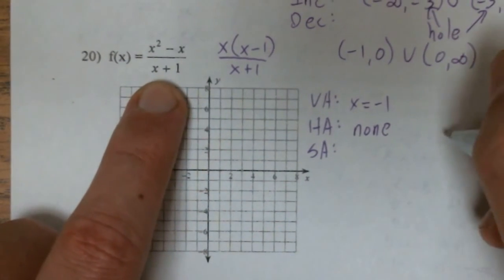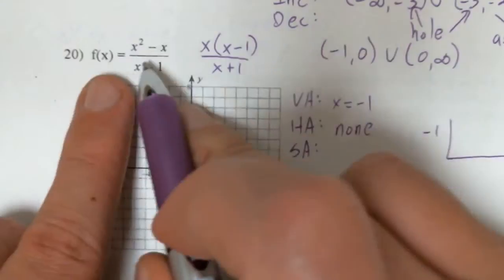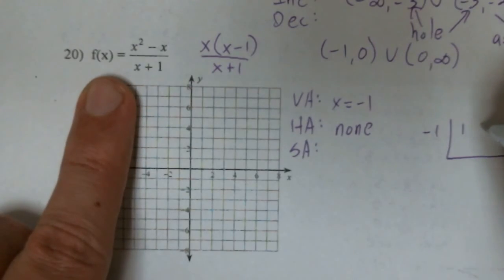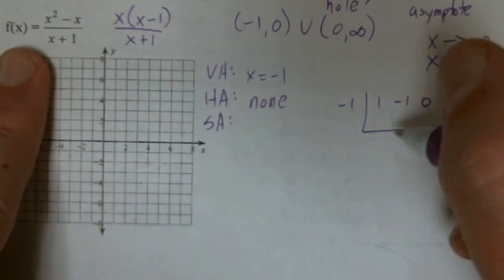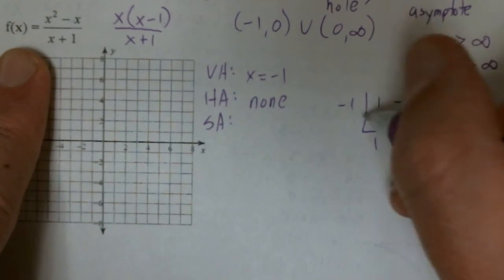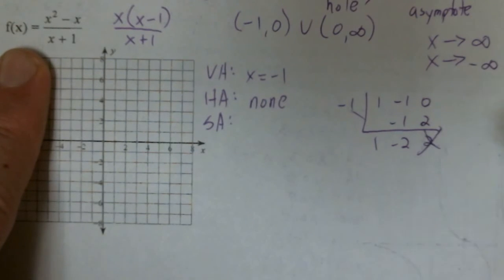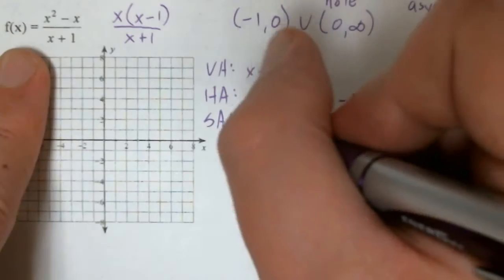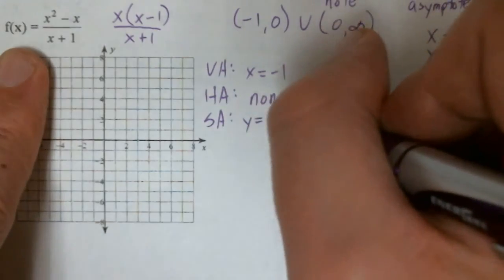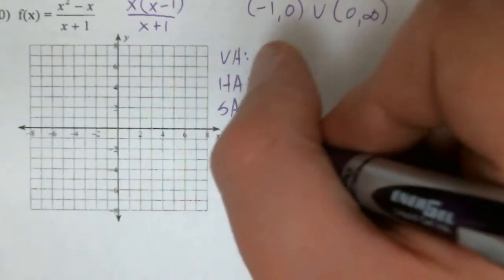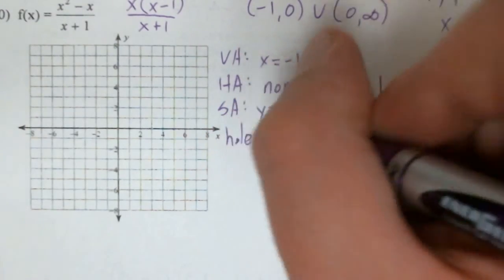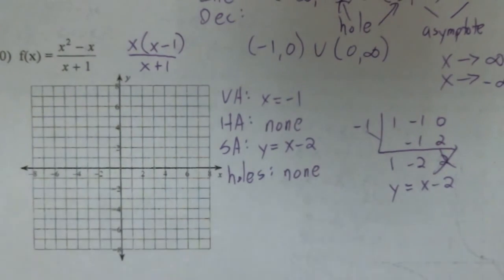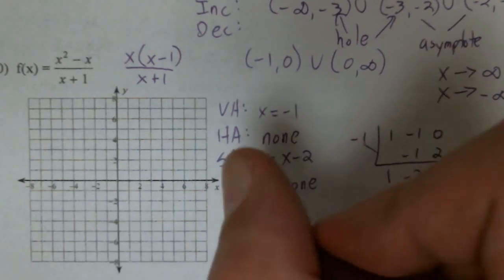So I'll flip that sign, so I've got negative 1. Do I need a filler? Yes, I do, because I have 1, negative 1, and I don't have a constant, so this is 1, negative 1, and then 0. Bring down the 1, that's negative 1, that's negative 2, that's positive 2, bring down the 2, don't care about the remainder. So that's going to be y equals x minus 2. That's our slant asymptote. And then holes. Does anything cancel in the top and the bottom? No holes.